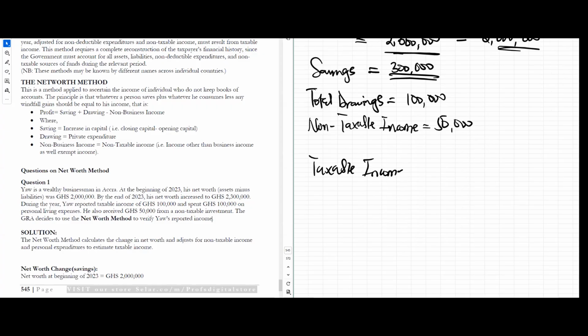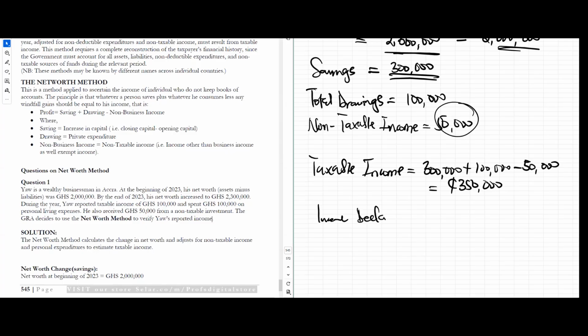So we are saying that 300,000 came in during the year, and you add the 100,000 drawings. It is a total of 400. But out of this 400, we know 50,000 out of it is not taxable. So take the 50,000 out. It means that roughly he should have made total income of 350,000. True or false? True. But then how much did he declare to GRA? 100,000. So he only declared 100,000 to GRA.